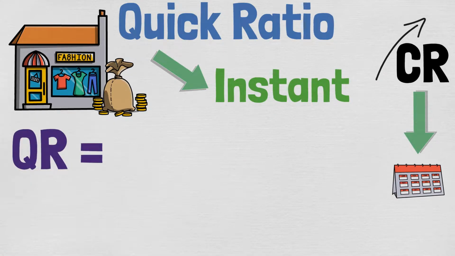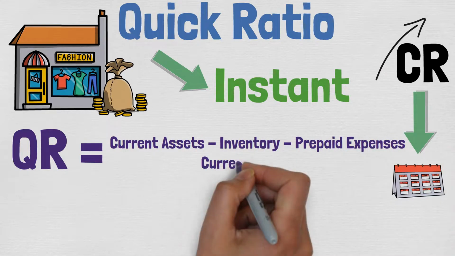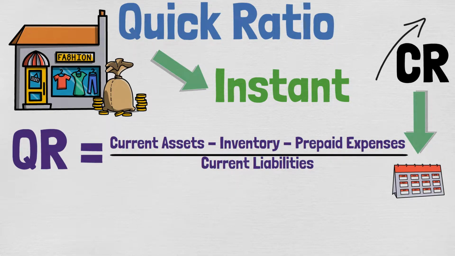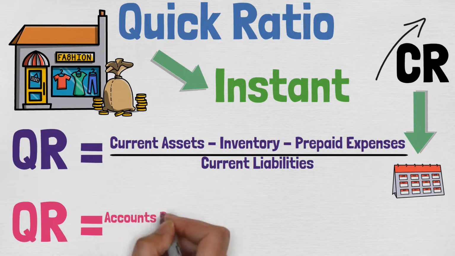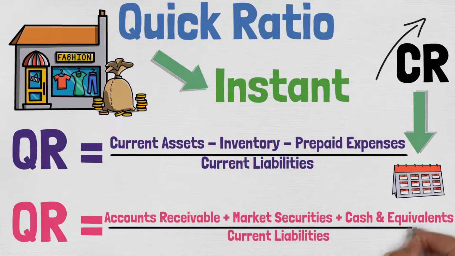The quick ratio is calculated by subtracting inventory and prepaid expenses from current assets and dividing the result by current liabilities, or adding accounts receivable, market securities, and cash and equivalents and dividing the result by current liabilities.